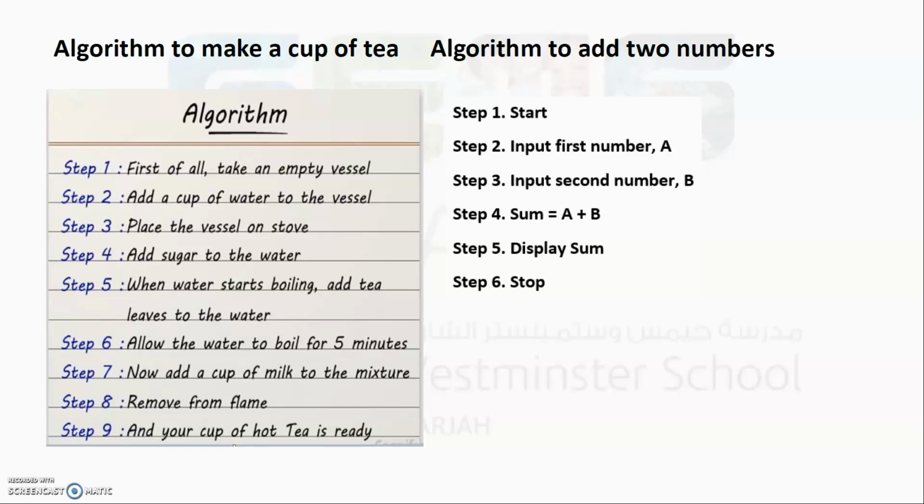Once that's done, step 5 occurs. Display the sum. Step 6, stop. After displaying, now it's done. The user has got his answer. Now the program is going to stop.